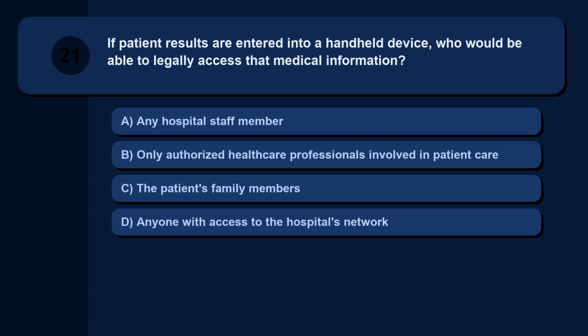Question 21. If patient results are entered into a handheld device, who would be able to legally access that medical information? Any hospital staff member. Only authorized healthcare professionals involved in patient care. The patient's family members. Anyone with access to the hospital's network. HIPAA ensures that only authorized personnel involved in the patient's direct care can access personal medical records, protecting patient privacy and confidentiality.